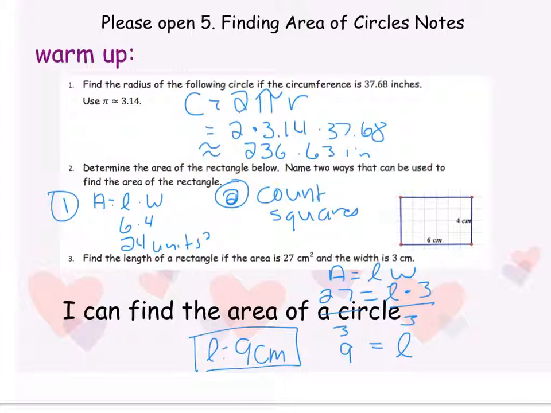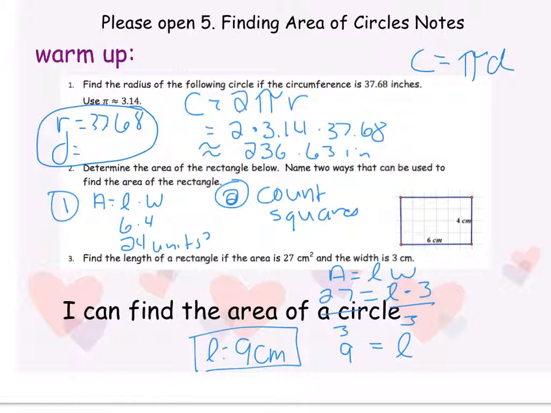However, you could have figured out if the radius was 37.68. You could have multiplied it by 2 to get the diameter and then used C equals pi times the diameter. Okay, so either one would work as long as you make sure you're multiplying the radius by 2 somewhere. All right, so I did that.